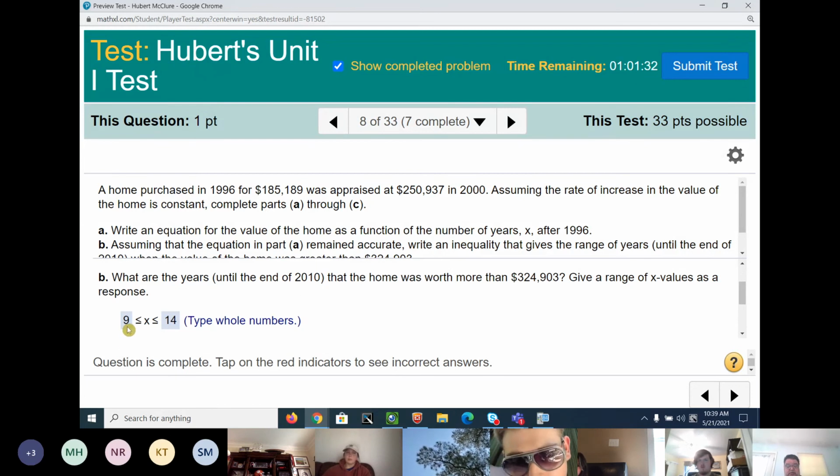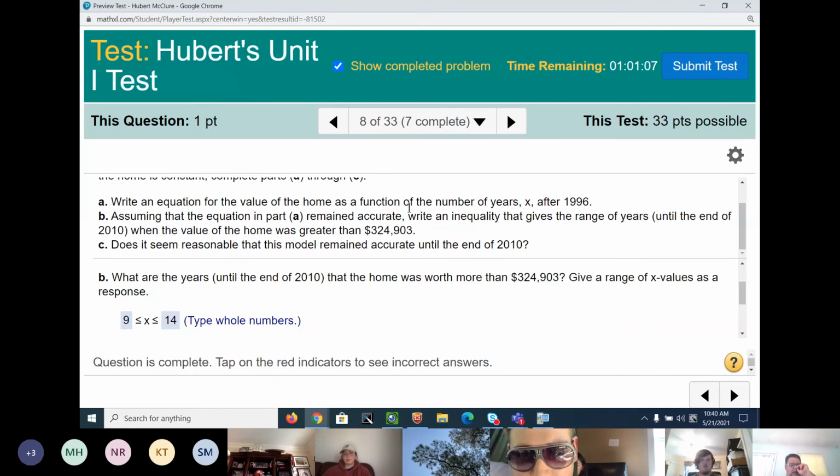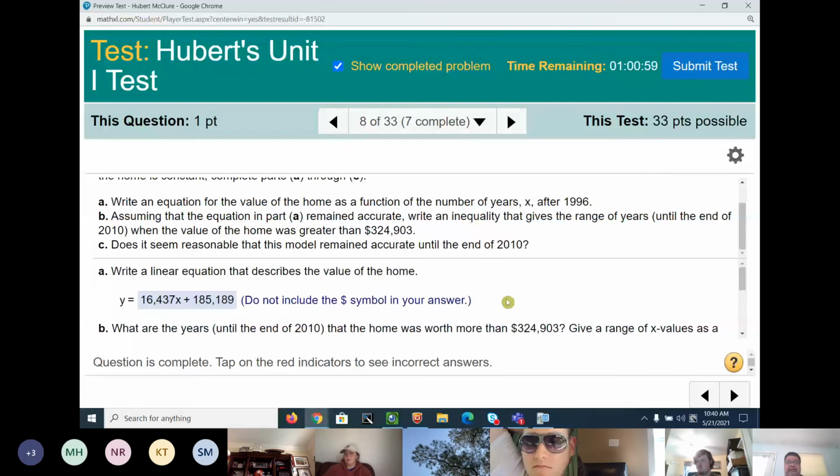Okay, 9 and 14. They didn't put the years. They didn't put the year 2000, 2010. They just did 9 and 14. We got something wrong here. Are these the same numbers? They changed the numbers on me. Okay, well, I don't know what the answers are now. That's how you do the problem. Make sure you check your numbers.